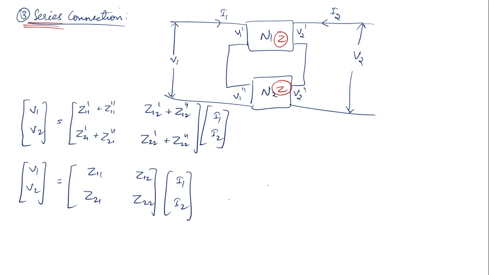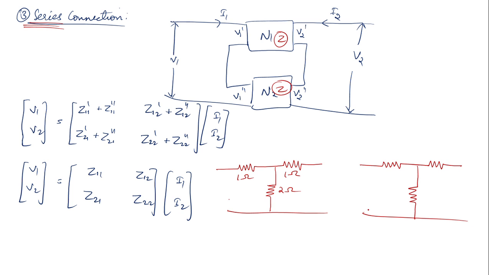Now, when it comes to problems, okay, I will just go through one problem. I'm not going to solve it. You have a particular question, that is, you have two networks over here. Okay, you have two networks over here. One network is 1 ohm and 2 ohm, and the other network you have like this. Okay, this is your other network.